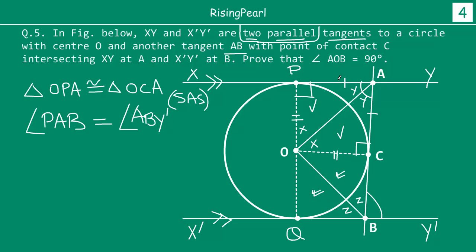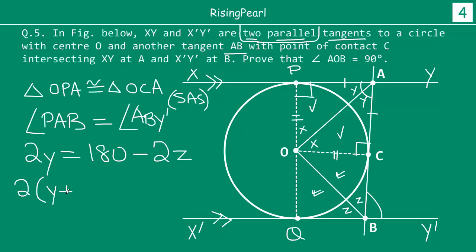Why is angle PAB, which is this angle, equal to ABY dash? Because they are alternate interior angles. AB is a transversal and these two are parallel lines. So from here, PAB is actually 2y. It is y plus y. And for this angle, we can write it as 180 degrees minus 2z. Let's take the minus sign on the other side. So we will have 2 times, let's take 2 common, y plus z equal to 180 degrees.